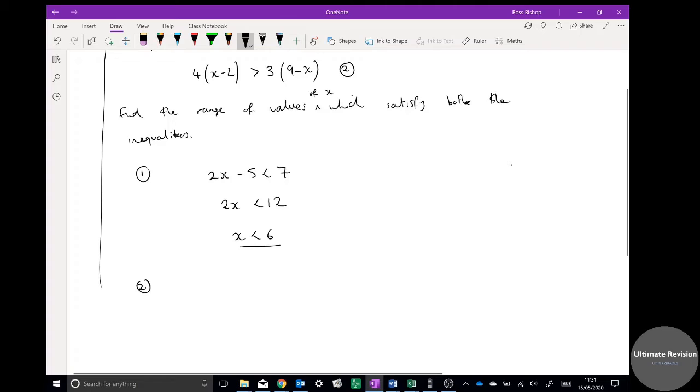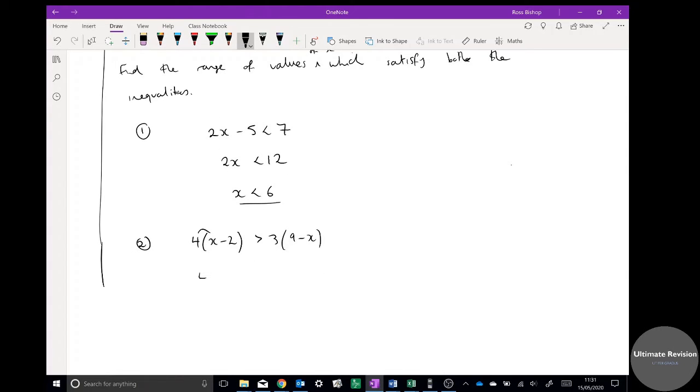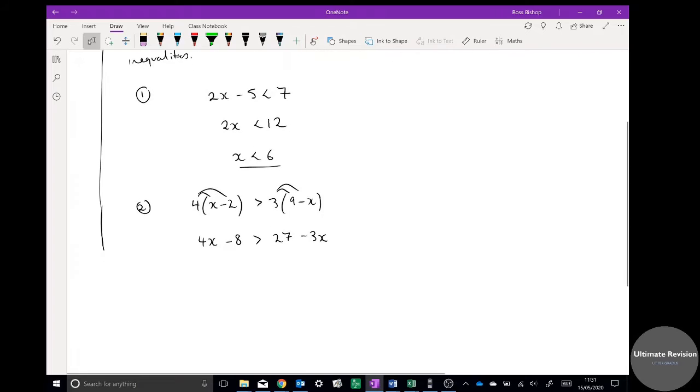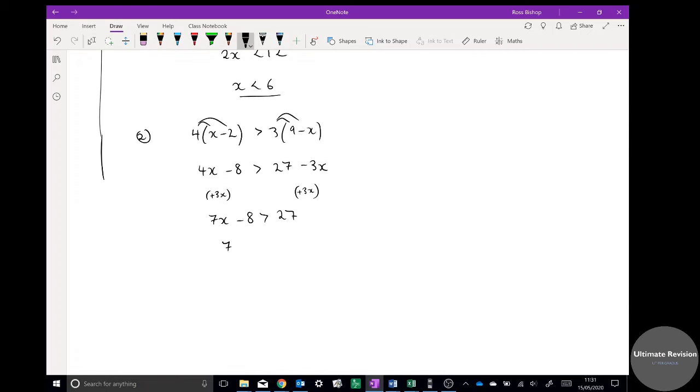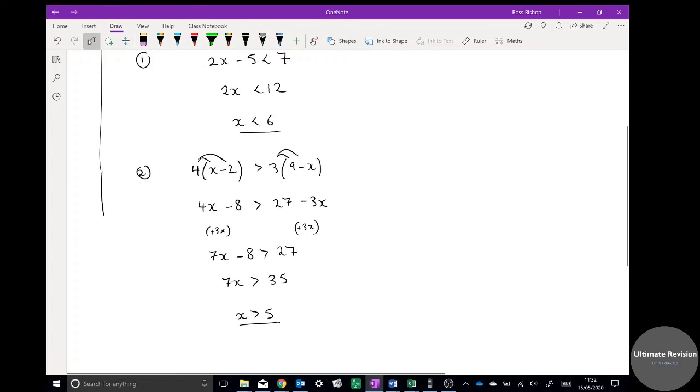Second one, multiply it out, 4x. Okay, I'm going to add 3x to both sides. I always try and add, especially with inequalities. Then I'm going to add 8 to both sides, and add that 5. So then divide by 7. X has got to be bigger than 5. So I've got a case here where one inequality is less than 6 and the other one's greater than 5.